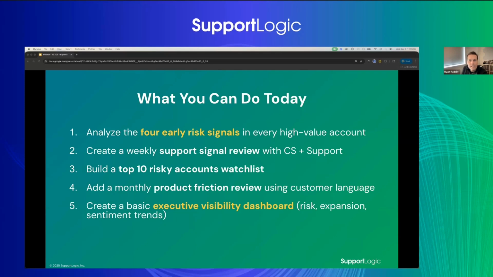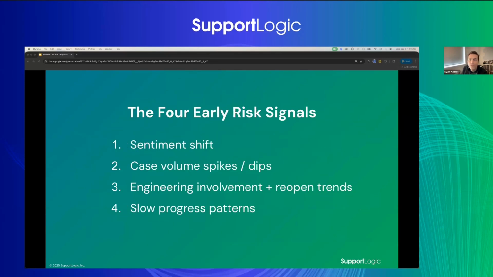So let's get into those early risk signals and what those are. The first one is sentiment shift, because even polite language can mask frustration. And so I think that's a really important one. The next one to really look at for every team is this case volume spike and dip situation, because both can indicate instability or hidden issues. The next one to really look at is engineering involvement, reopening of cases. These can be a really strong predictor we've seen in data of churn risk, right?